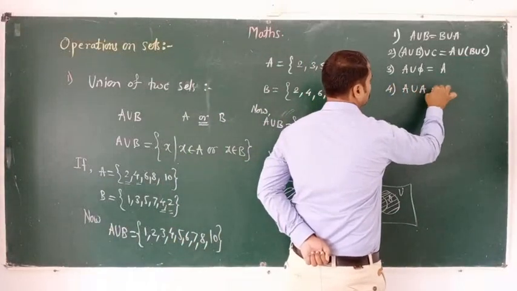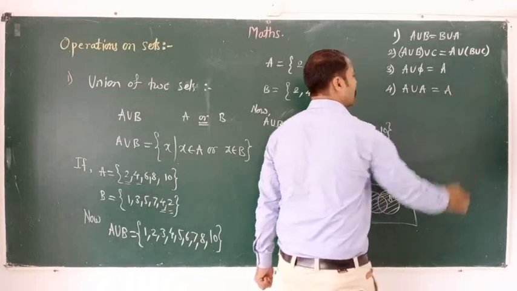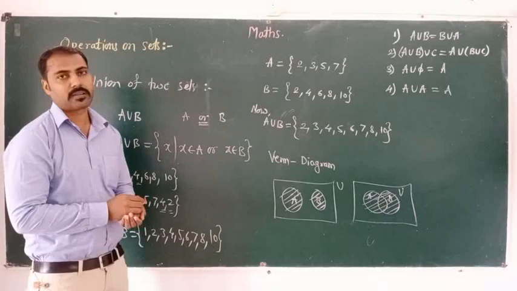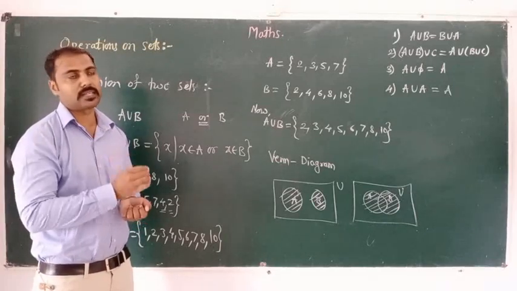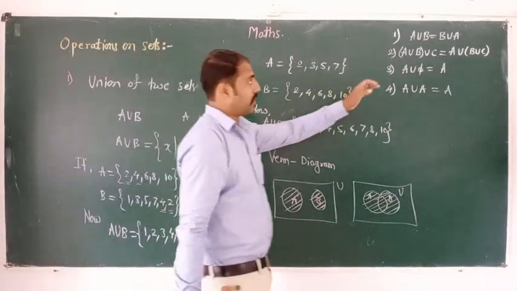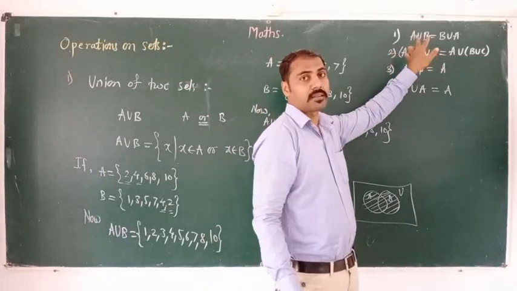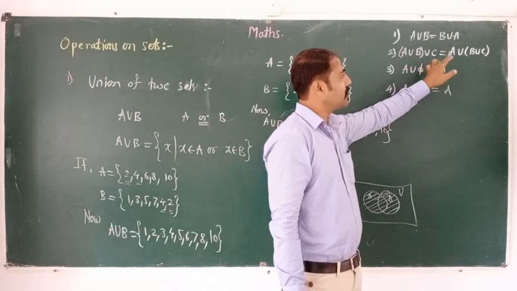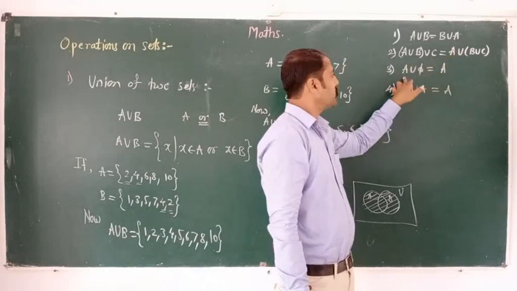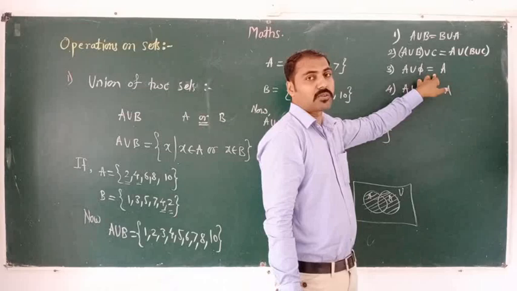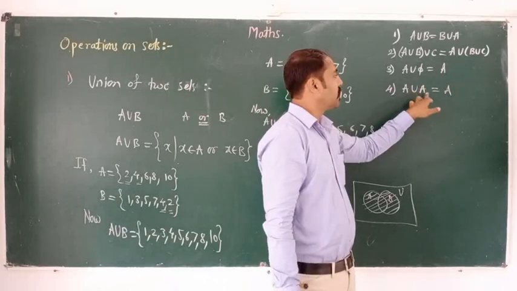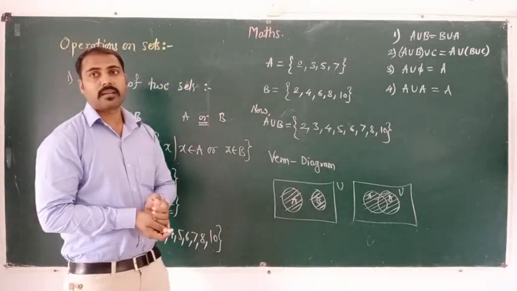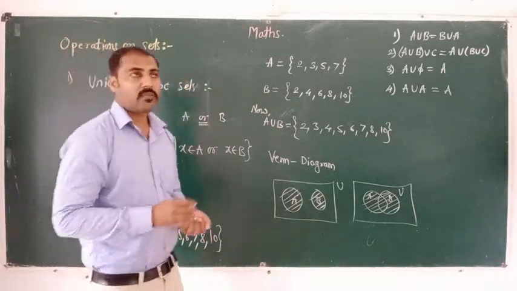Fourth one is A union A. A union A is what? A. This property is called idempotent law. A union A is equal to A. Look here: A union B is equal to B union A, commutative. A union B union C is equal to A union B union C, associative. A union phi is equal to A, identity. A union A is equal to A, idempotent law.